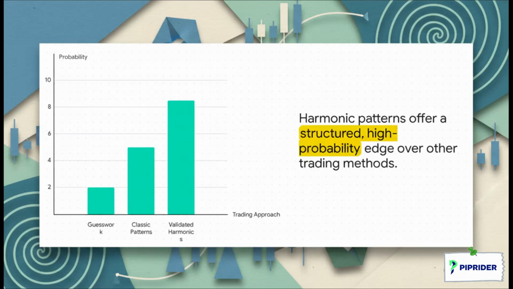So at the end of the day, why go through all this trouble? This chart really puts it all into perspective. You can trade based on pure guesswork, which is a pretty low probability game. You can use classic patterns, and that'll improve your odds. Or, when you correctly identify and validate a harmonic pattern, you are now operating in a structured, mathematical framework that is specifically designed to give you a high probability edge.